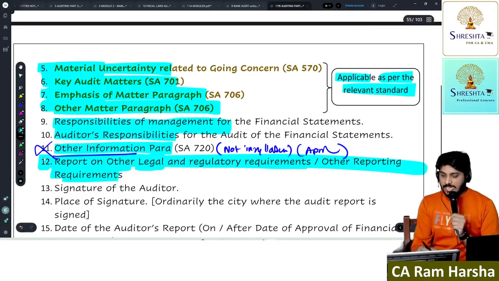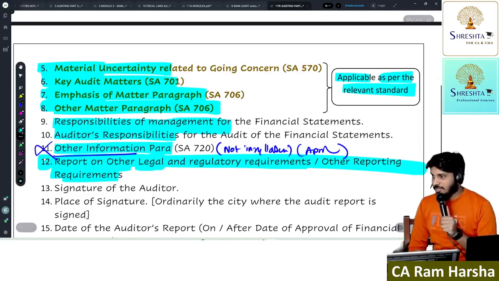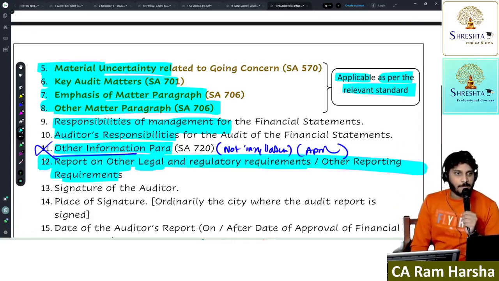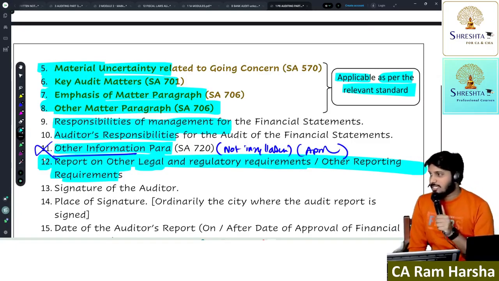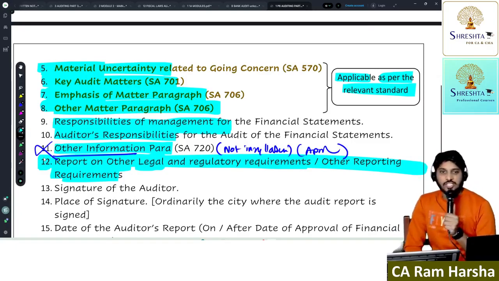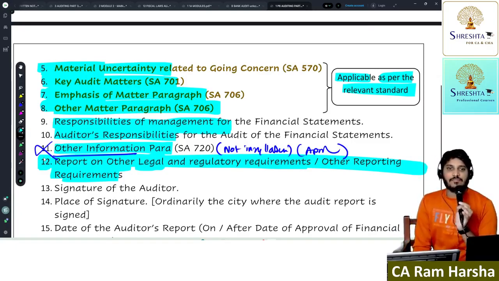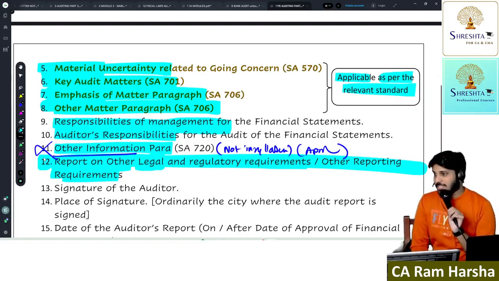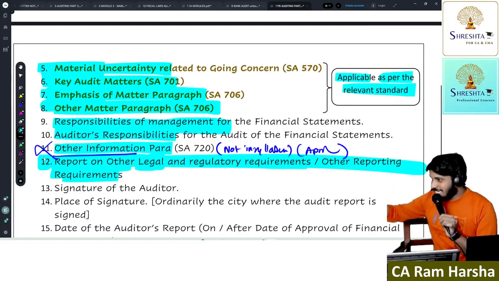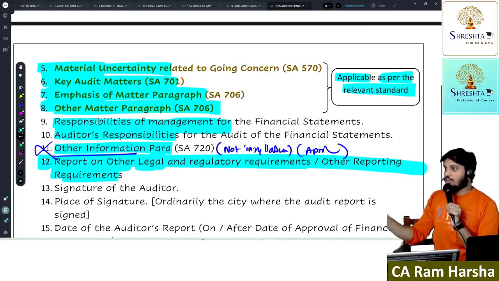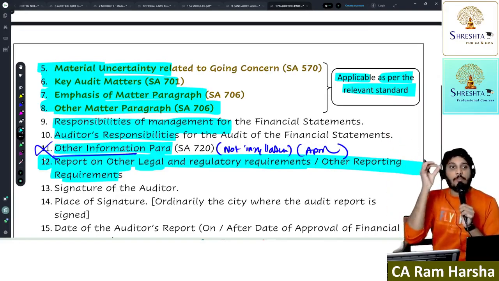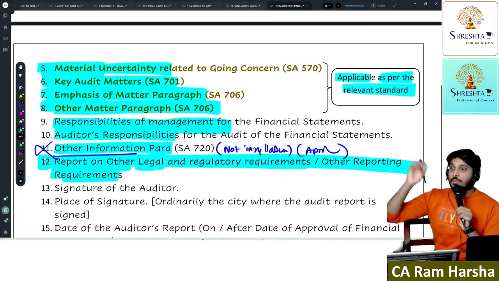Inside the audit report, in the last part of the audit report, we will give CARO. Are you getting it? CARO is not a separate report. CARO is not something in a topic. It is nothing but a reporting requirement. Whatever points are mentioned inside CARO, on all those points we have to comment. We have to give our opinion.